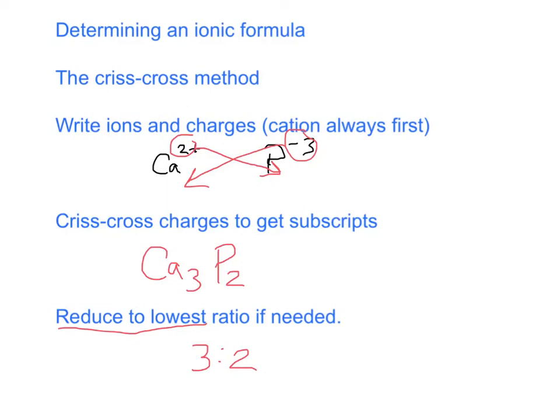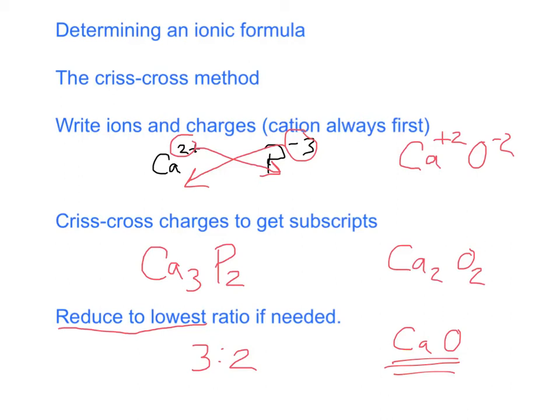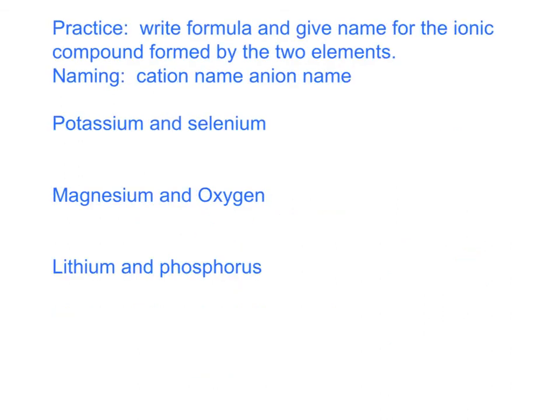So for example, real quick, if you had, instead of calcium phosphide, calcium oxide, Ca and O, where one's plus 2 and the other's minus 2, after the crisscross method, it's Ca2O2. This means you can reduce it to CaO. All right? So the correct answer would be the most reduced form. Alrighty, let's take a look at some practice then.